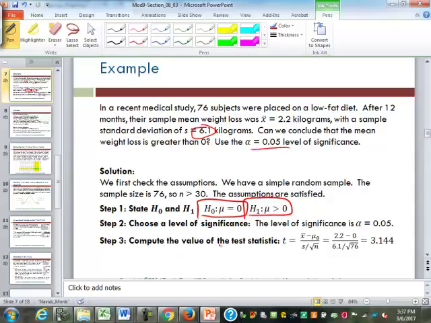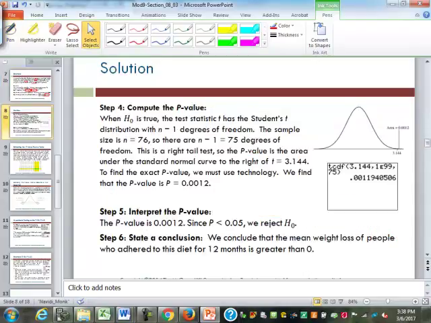Compute the value of the test statistic. So we had 2.2 compared to a null hypothesis of 0, over the sample standard deviation divided by the square root of our sample size. So we get a test statistic of 3.14. Now we don't know the critical value, and we're going to have to use a t-distribution to find that critical value. So here they're going to find the p-value first.